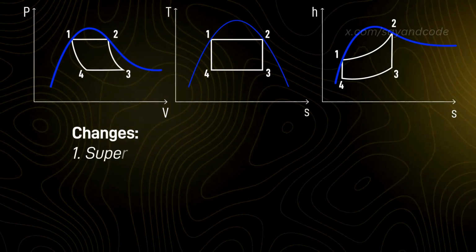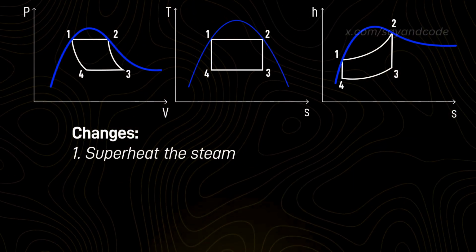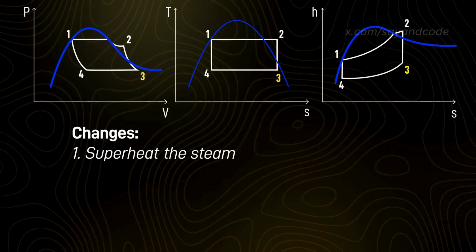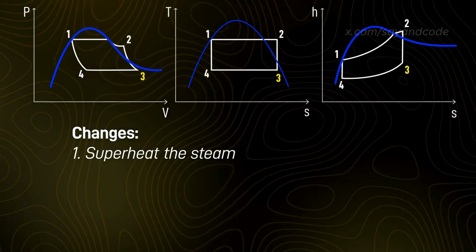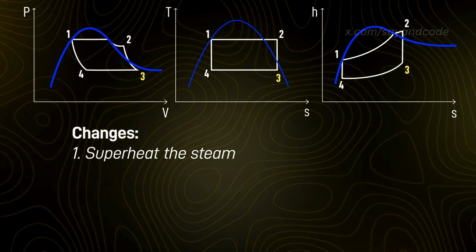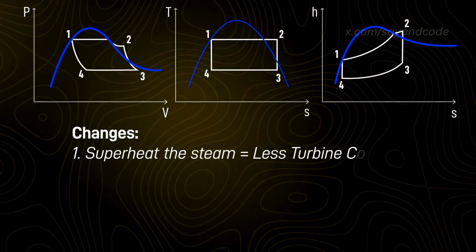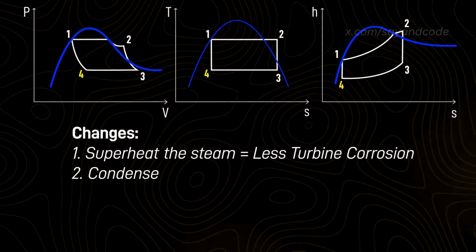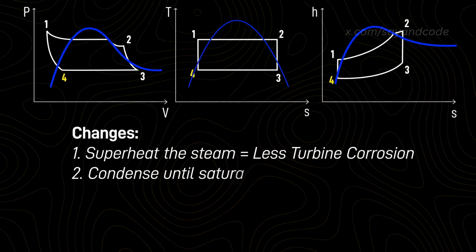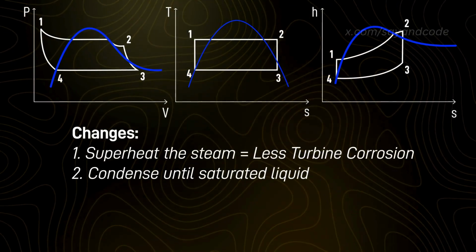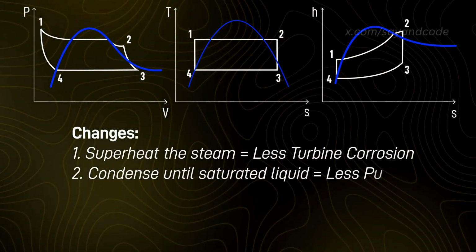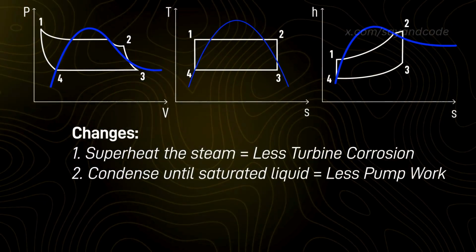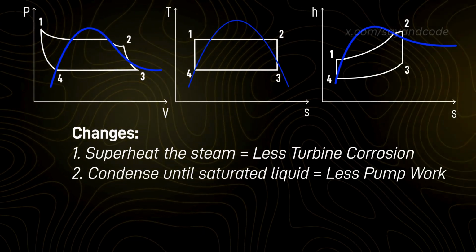First, he decided to superheat the steam, which moved point 2 further right. By doing so, the steam at point 3 was less wet, or had a higher dryness fraction. As a result, the turbine's corrosion was eliminated. Secondly, he decided that the condensation process would occur until the steam became saturated liquid. By doing so, it became much easier for the compressor to do its work, since it only had to compress liquid, not a mixture of liquid and gas.